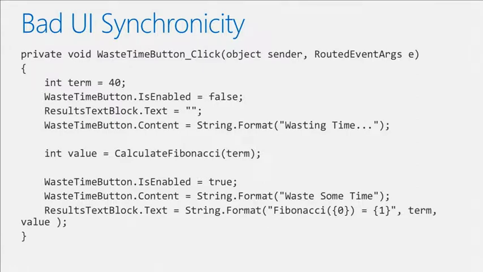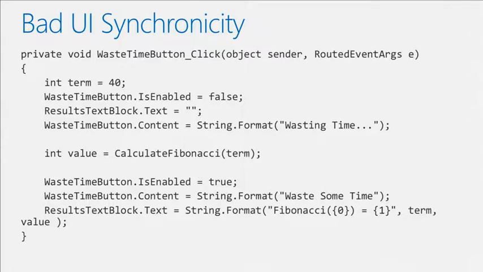And then when it's done, he wants to set the button to be enabled again, put a result value in the text block, and change the button's text back to normal. The problem with this is all running on the main thread. So when you set those things at the beginning of the method, setting the button disabled and so forth, and then run the Fibonacci algorithm, the UI doesn't get a chance to run.